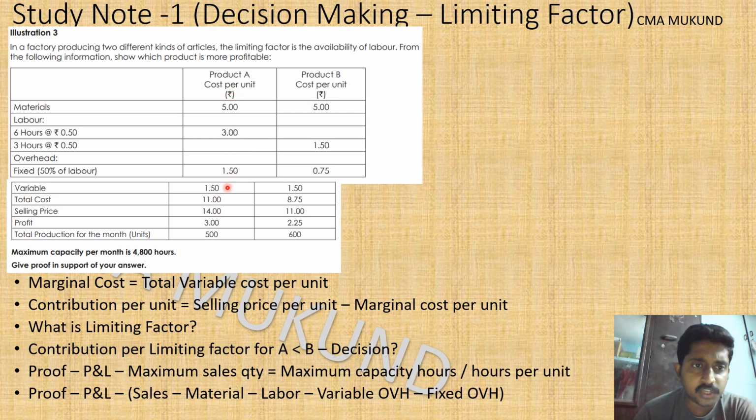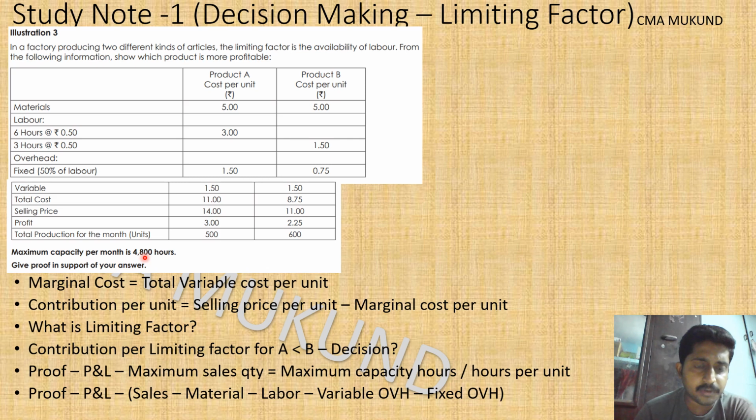So putting all this together, the total cost is totaled up here: fixed plus variable plus labor plus material. The selling price of the product is also given. Profit is also given in the question, which is the selling price minus the total cost. Total production for the month: in the month, 500 units are produced of product A and 600 units are produced of product B.